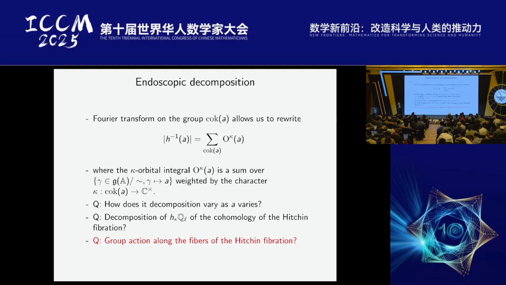So what happens is there's some kind of group scheme acting on Hitchin fibrations, whose Lie algebra is exactly the Hamiltonian vector field action, and whose pi naught part will give the endoscopic decomposition. So now I'm setting out to try to define these group schemes acting on the Hitchin fibrations.